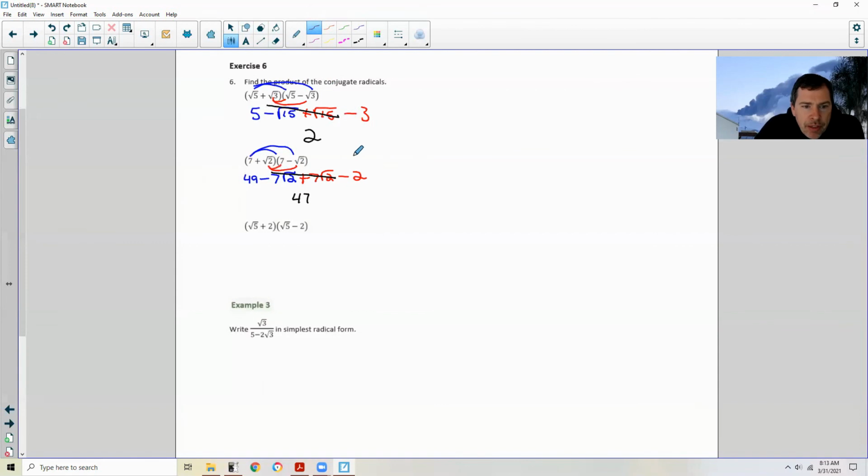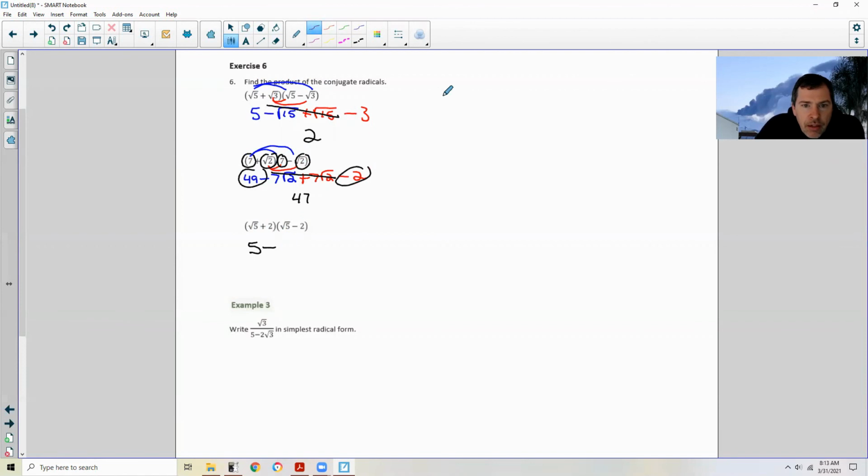So what's happening here? We're getting 7 squared, the first term squared, and we're getting minus the last term squared. Okay, so 49 minus 2. 5 minus 3. So square root of 5 times the square root of 5 is 5. I'm going to ignore my middle terms. I'm just going to jump to the last.